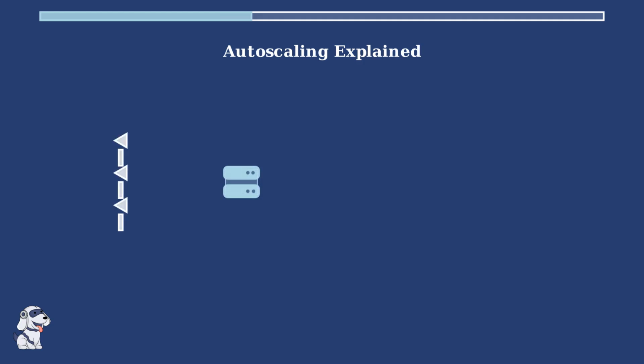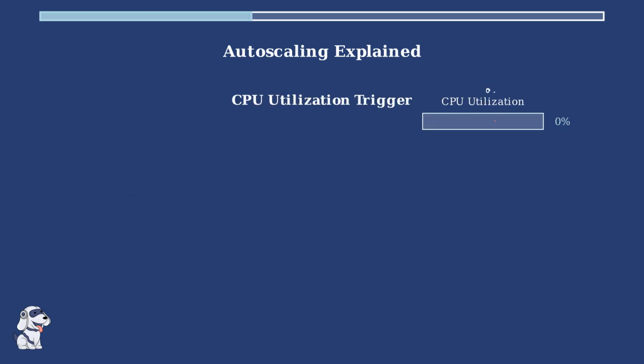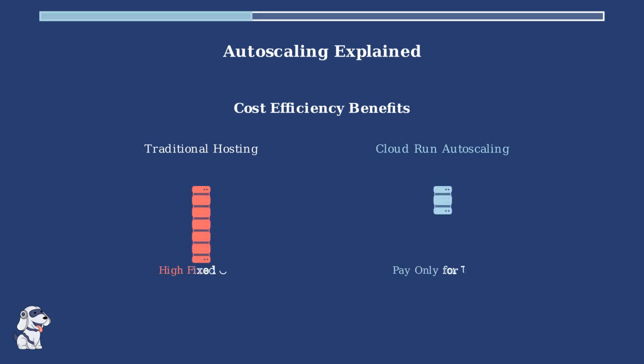The platform continuously monitors incoming requests and dynamically scales container instances up or down to maintain optimal performance and responsiveness. CloudRun's scaling capability ranges from 0 instances during periods of no traffic to thousands of instances during peak demand, providing exceptional flexibility. The autoscaling trigger is based on CPU utilization during request processing. CloudRun scales out when CPU utilization exceeds 60%. This intelligent autoscaling mechanism ensures cost efficiency by only running the resources you need while maintaining application responsiveness during traffic spikes.